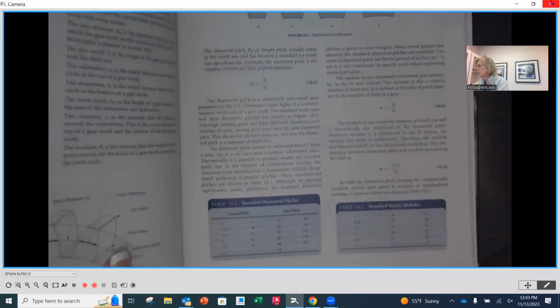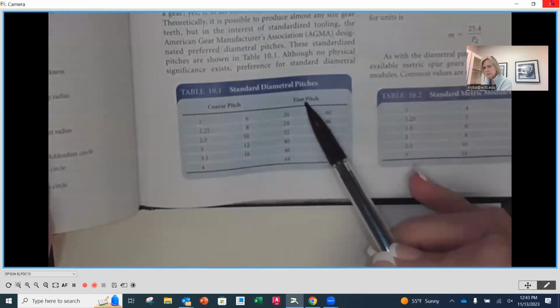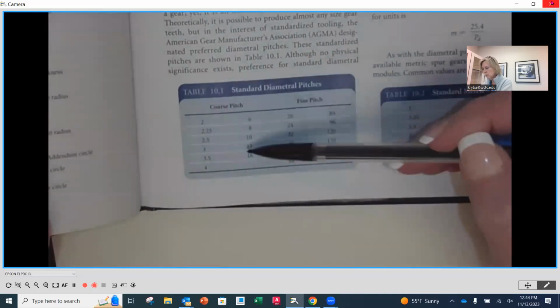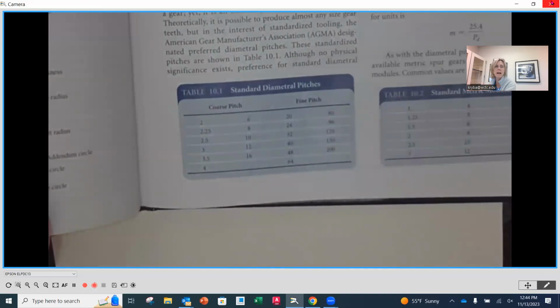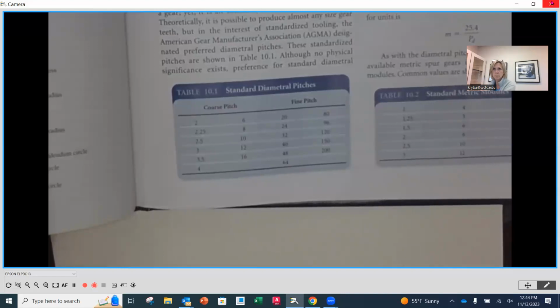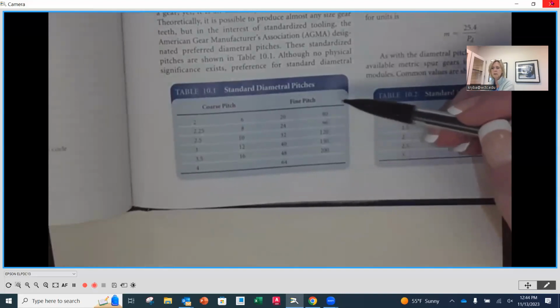So let's take a peek at the bottom of page 263. Down here, you're going to notice that we have standard diametral pitches, and they have coarse pitch and fine pitch. Again, notice that we don't have numbers for every single integer number. Coarse just means these are the bigger, chunkier teeth. The lower the number, the bigger the tooth. The higher the number, the fine pitch, the smaller the tooth.